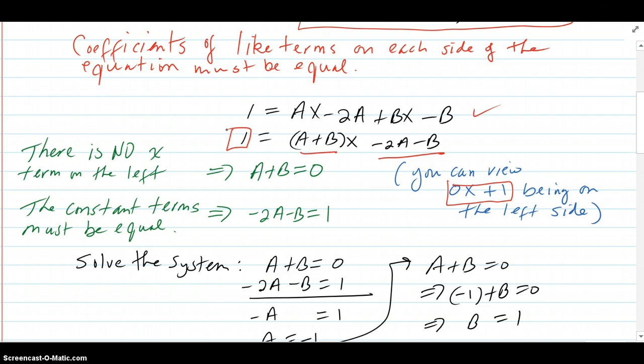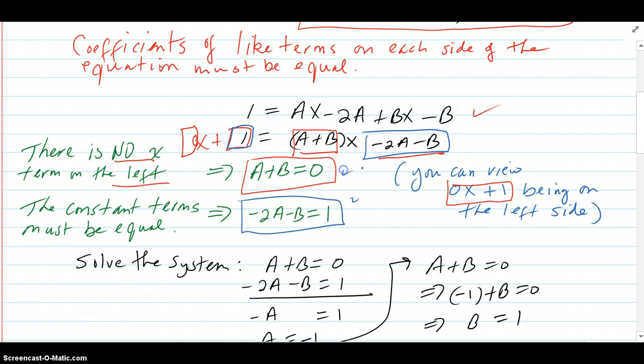There isn't any x term. So since there's no x term on the left and there's an x term on the right, this A plus B must equal the 0 from the 0x plus 1 that's there. So A plus B is 0. And the constant term of 1 has to equal this constant term. That's where you get this from. Okay, so there's your two equations, two equations, two unknowns. You can solve that by any kind of method.